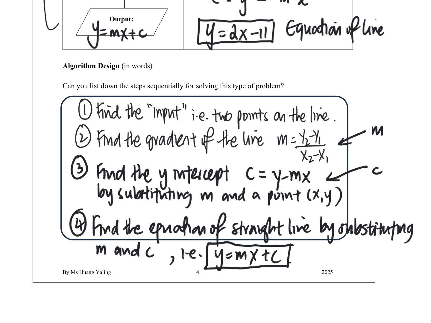Okay, remember, in your mind, you must have these steps. Then you can find the equation of a straight line. Okay, let's move on to the next page. There are many types of lines that we will see in our life.